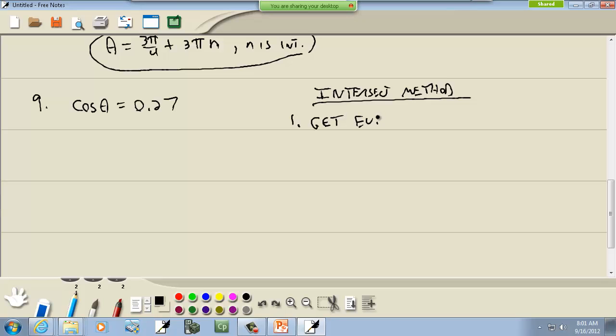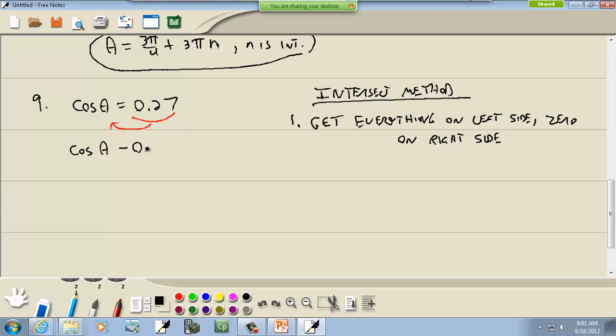Get everything on the left side, 0 on the right side. So for this particular problem here, we take the 0.27 to the left side, and we'd have cosine theta minus 0.27 equal to 0.